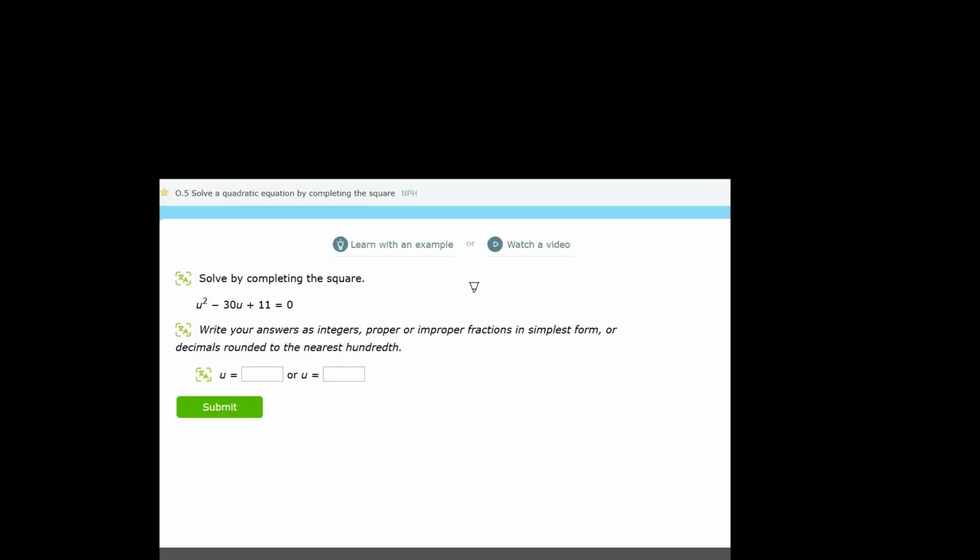Here's another problem. Again, let's think back to our quadratic equation form, which is ax squared plus bx plus c equals 0. Well, in our problem here, we have a 0 on the right-hand side, and we have our variable, which is u raised to the second power. So let's identify our a, b, and c. Well, a is just the number in front of our variable to the second power. There's really a 1 here, so our a is 1.